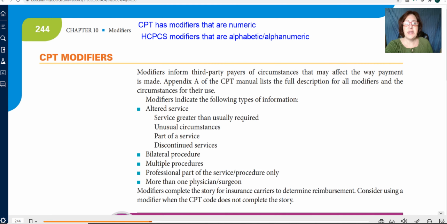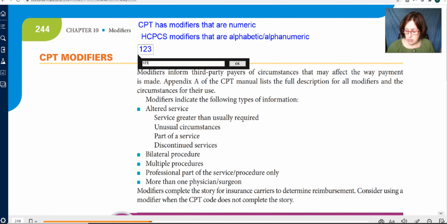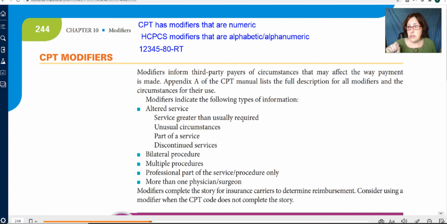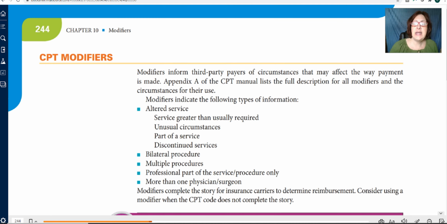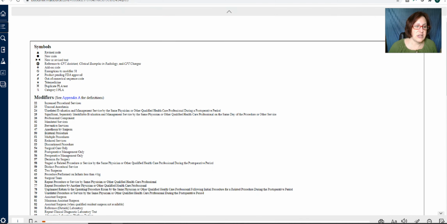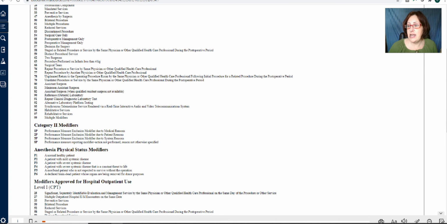So if I am billing a CPT code, I can use a modifier that's all numeric and modifiers that are letters. We are allowed to intermix their modifiers between each other. The only difference between them, of course, is how they look, but also where are you going to find them? Okay. So on the inside front cover of your CPT book, when you look at that cheat guide, you'll see some of each all printed here.